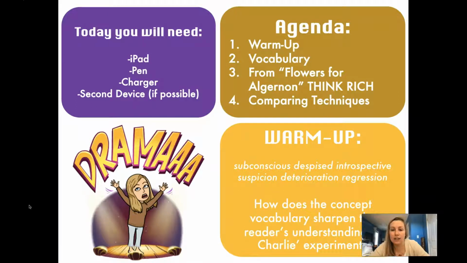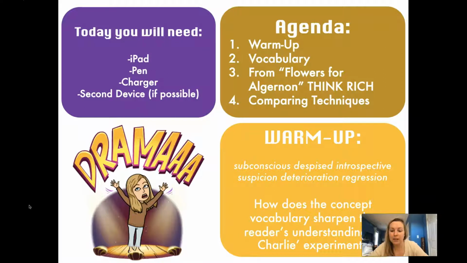I have your 6 concept vocabulary words up on the screen from Flowers for Algernon, the short story. They are subconscious, despised, introspective, suspicion, deterioration, and regression. What do those 6 concept vocabulary words do for the reader when it comes to describing or understanding Charlie's experiments? So how do those words help us as the reader better understand what Charlie is going through? Remember, date your warm-up in your OneNote binder, 12:15, and then pause the video here and answer.